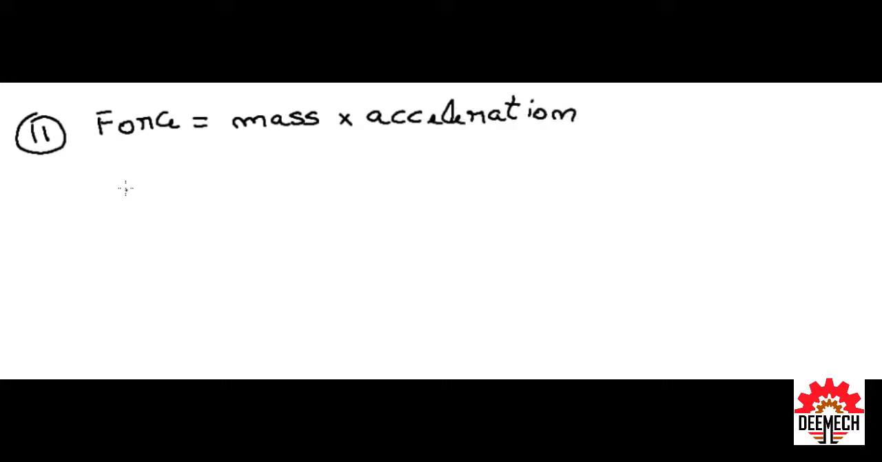Number 11, force. The force is the product of mass and acceleration, that is force equal to mass into acceleration. Force is denoted by capital F, mass with small m and acceleration with small a, that is F is equal to ma. Here mass is measured in kg and acceleration is measured in meter per second square. So the unit of force becomes kg into meter per second square, or kg meter per second square, or it can be measured in Newton.